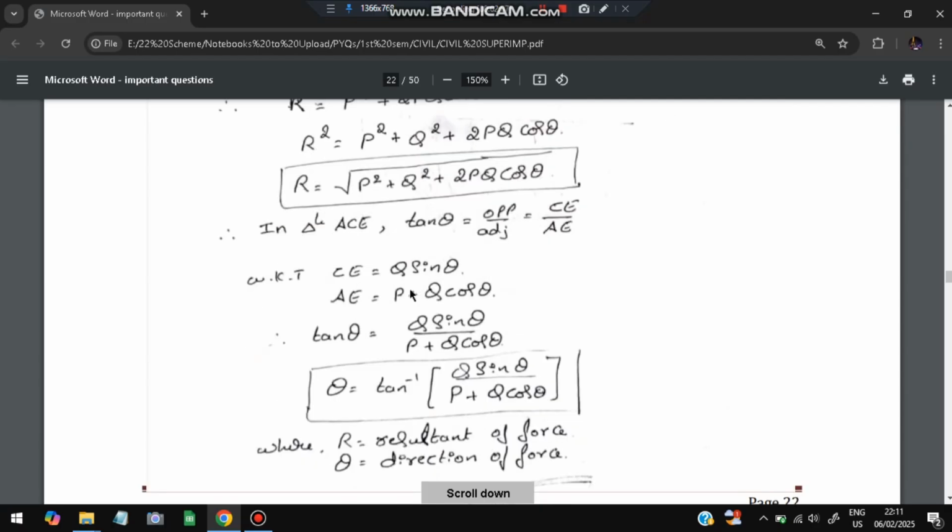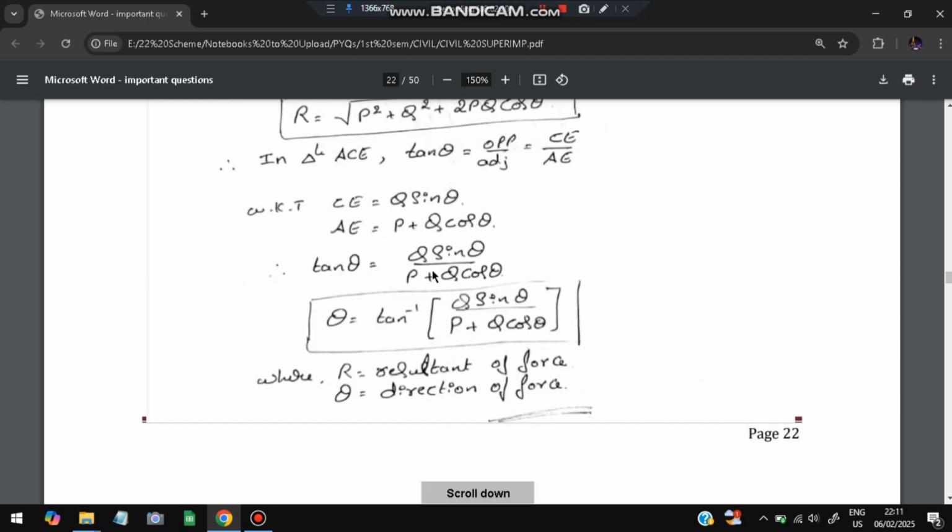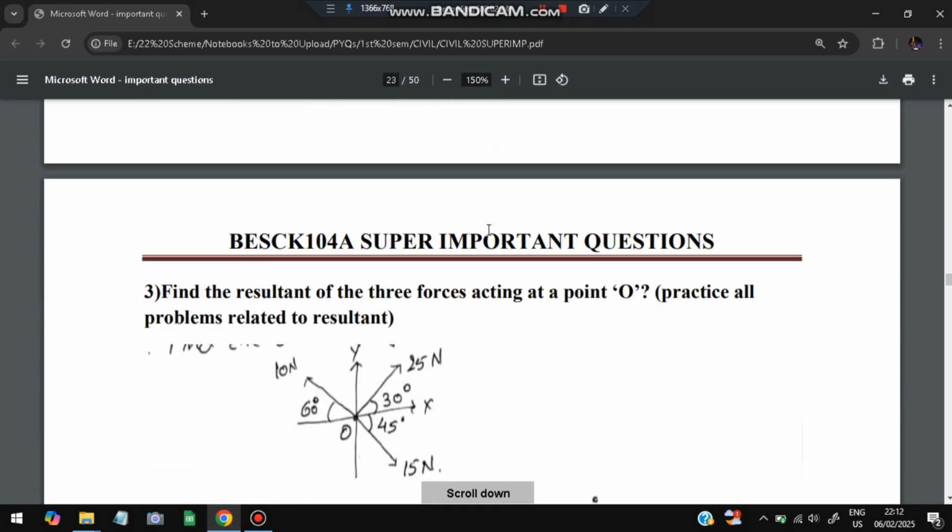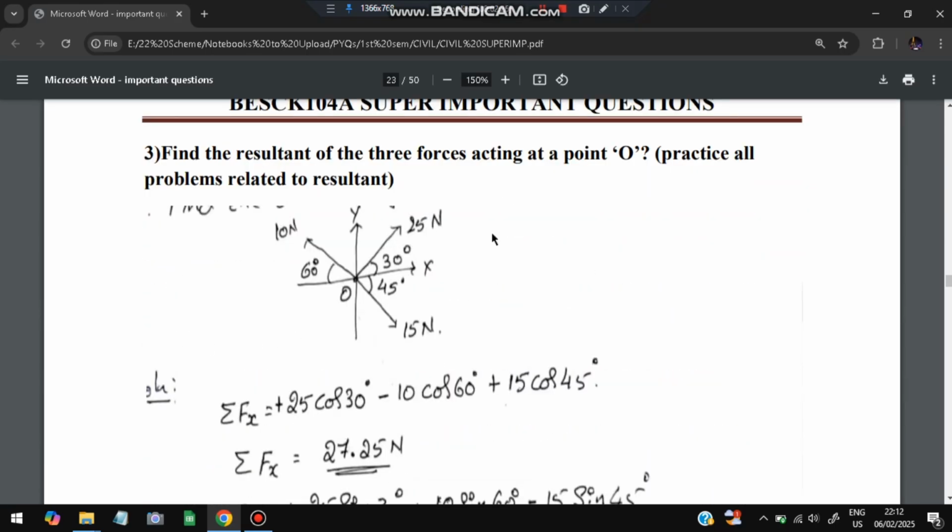So in triangle ACE, the theta value we have to calculate. We can take tan theta, which is CE by AE, which is Q sin theta by P plus Q cos theta, and the value of theta will be tan inverse of Q sin theta by P plus Q cos theta. Okay, so we got the theta value, and the resultant force R also we have got. This is what you need to write for the derivation.